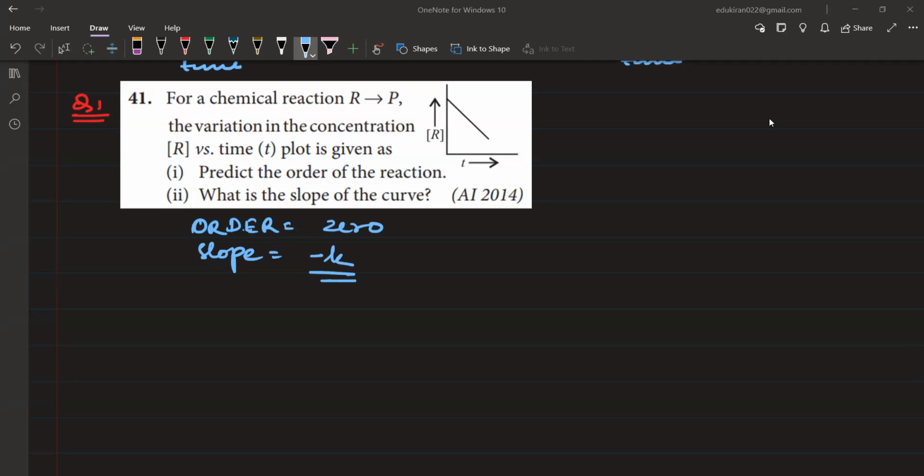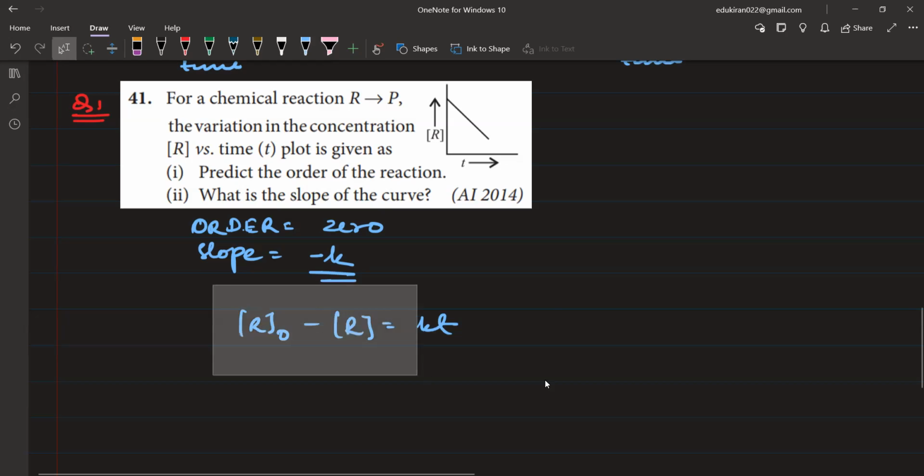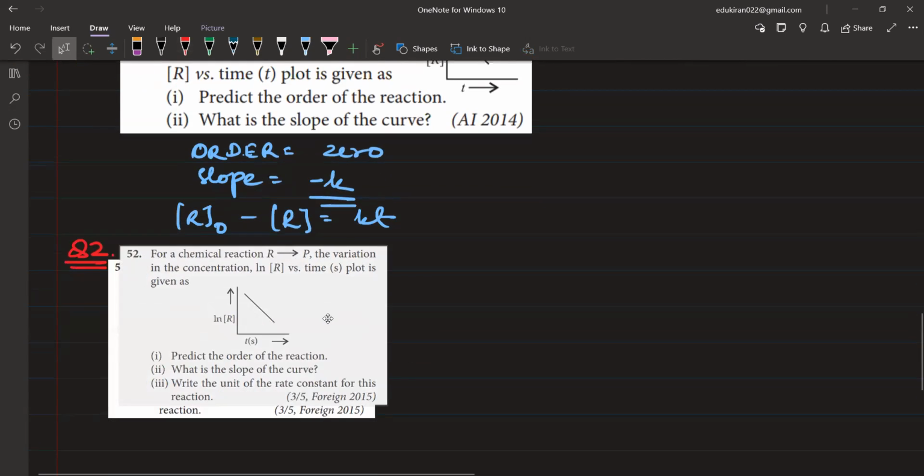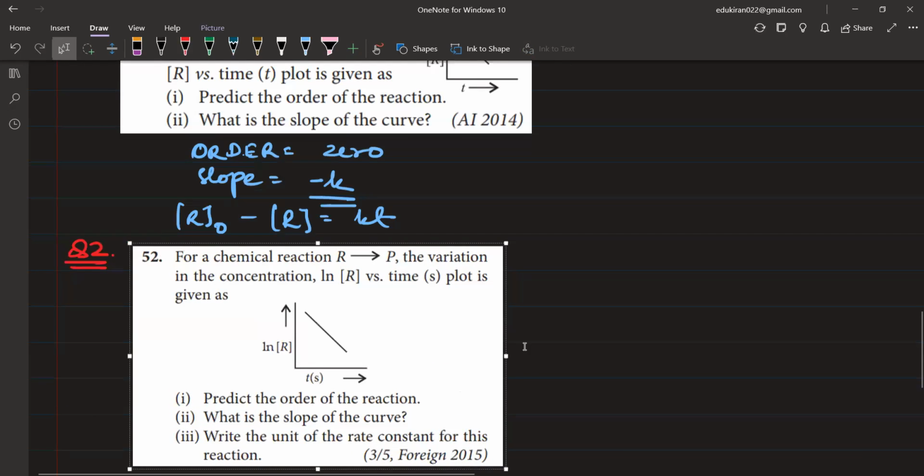Yeah, correct. The integrated rate law equation that we are using in this case is r naught minus r is equal to kt. Okay, so this is the integrated rate law equation that we are using. So you write another question. You have 3 questions here: the order, the slope, and the unit of rate constant for this reaction.